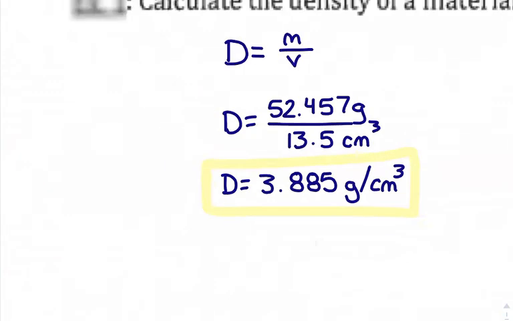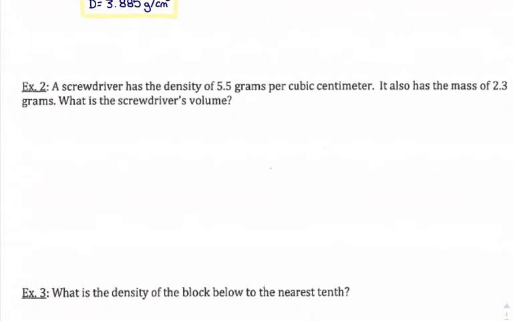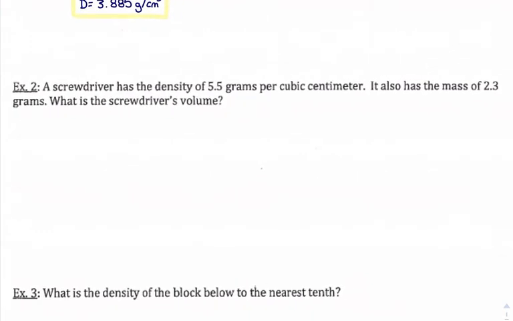So let's try another one. A screwdriver has a density of 5.5 grams per cubic centimeter. It also has a mass of 2.3 grams. What is the screwdriver's volume? If you notice, this time we're searching for the volume. It gives us our density and it gives us our mass. So density equals mass over volume. Now you could rearrange this formula, but I'm just going to plug it in how it is.